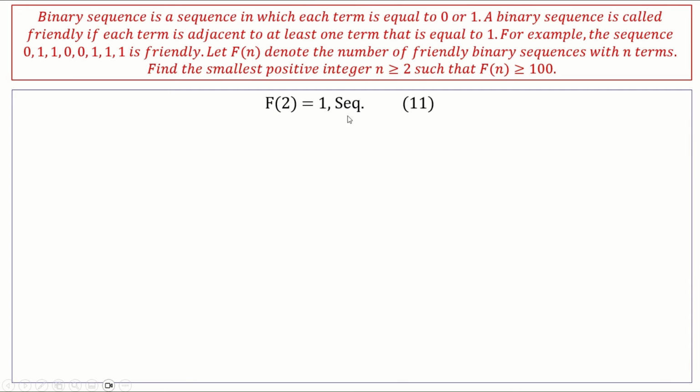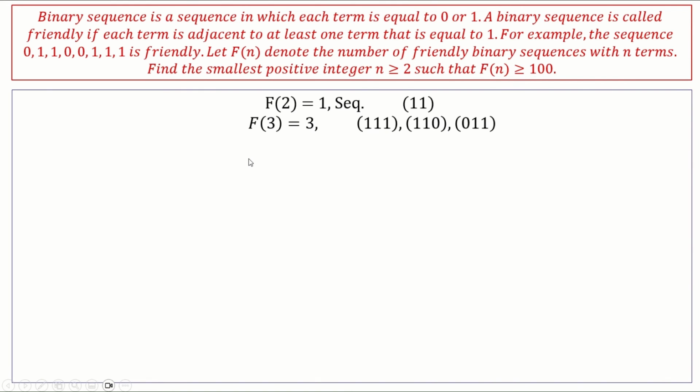f of 2 is 1. What is that? The only sequence possible is 1 1. Why not 1 0? For 1 0, the 1 doesn't have a neighboring one. So 1 0 is not possible. Only 1 1 is possible. For two digits, only one is the solution.